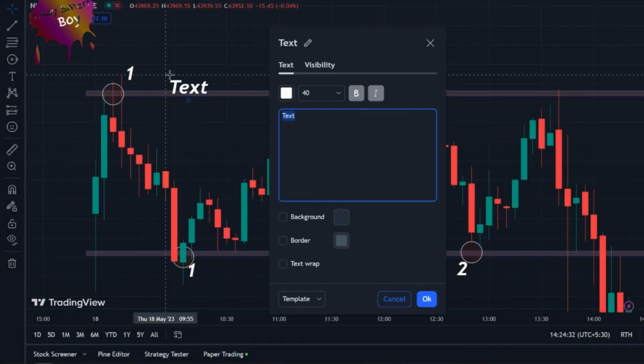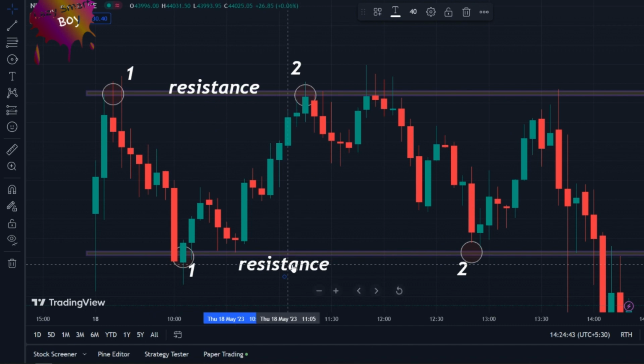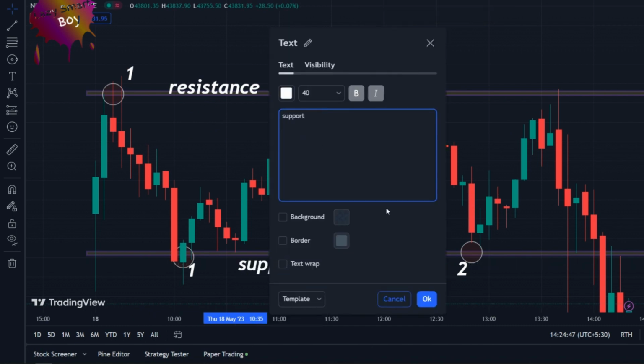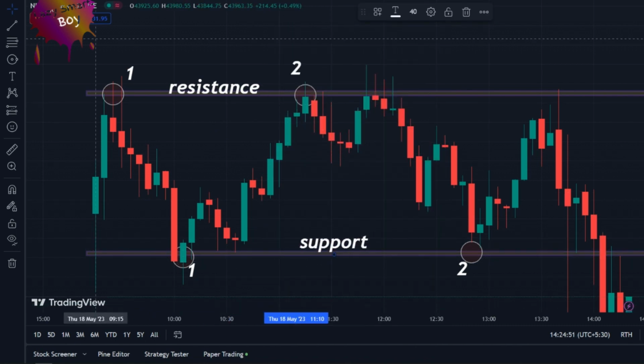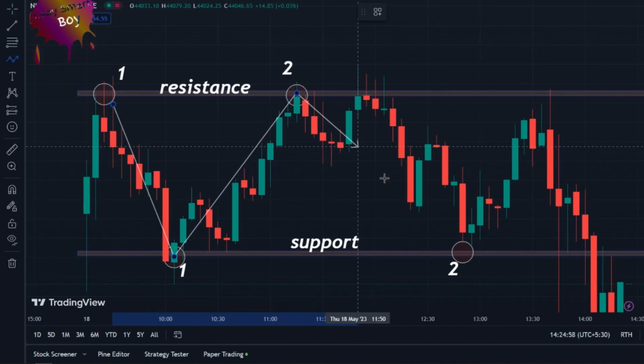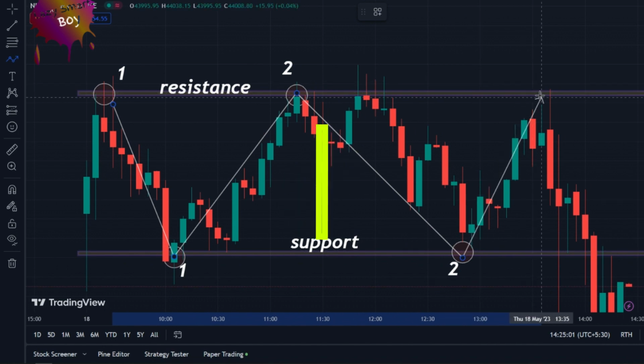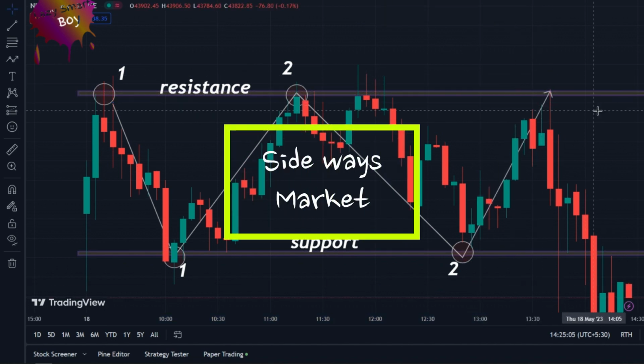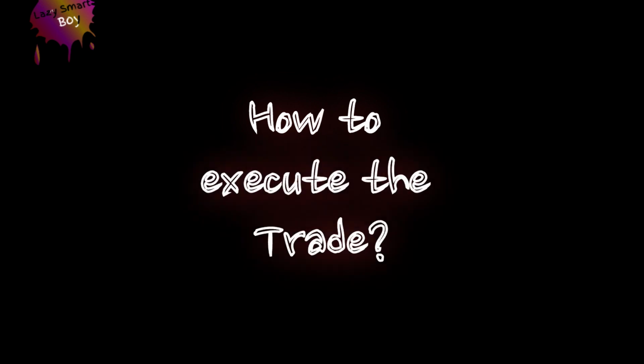Mark the levels as the resistance and support levels. Here, you can see clearly how the market was moving between those key levels. It is also known as a sideways market. How to execute the trade.